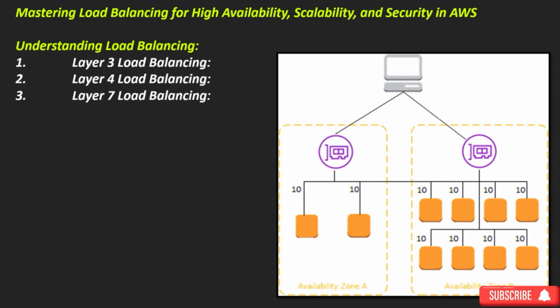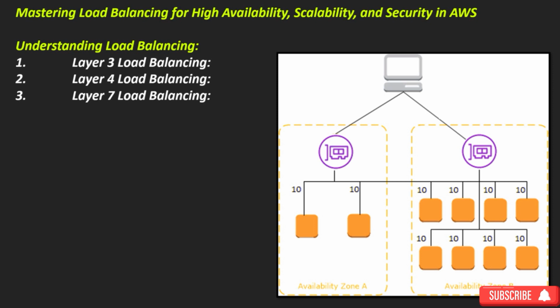The first point we need to talk about is understanding load balancing. Load balancing distributes incoming network traffic across multiple servers to ensure that no single server bears too much load. It prevents bottlenecks and optimizes resource utilization. It operates at different layers of the OSI model, each with its own unique set of benefits and use cases.